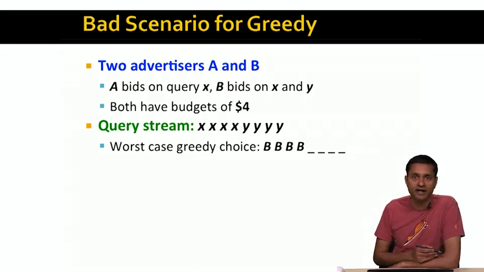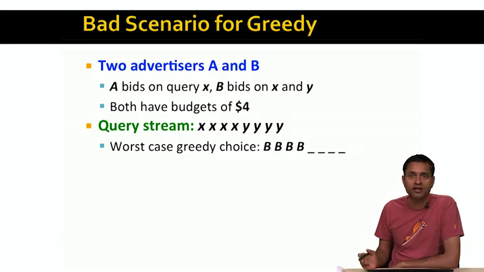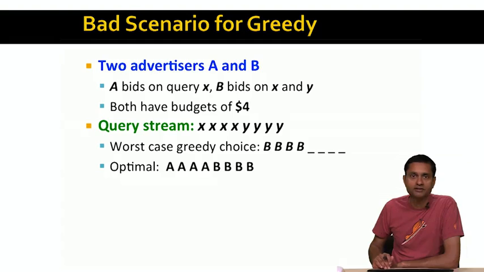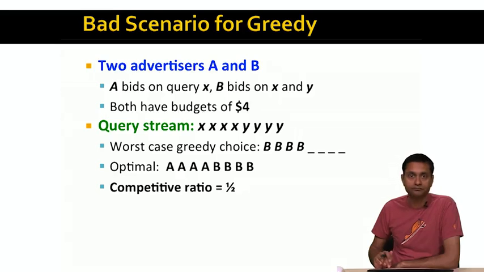none to advertiser A. As a result, when the first Y query comes in, B's budget of $4 is already exhausted, and therefore no ads can be shown for the Y queries. As a result, the greedy algorithm's revenue is only $4. Whereas the optimal allocation in this case, as it's easy to see, is to show A's ad for the first 4 queries and then B's ad for the next 4 queries. And that's the optimal choice, and the optimal algorithm has a revenue of $8, which is twice the greedy algorithm.